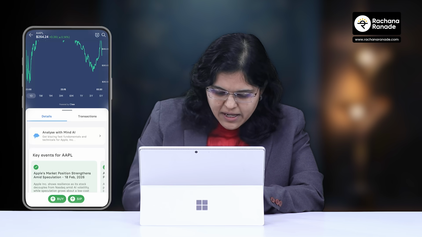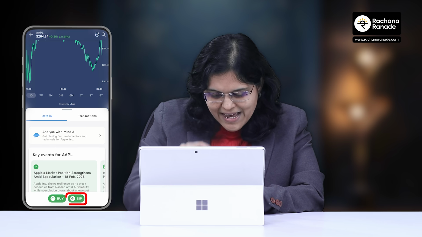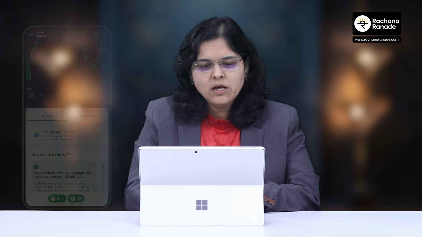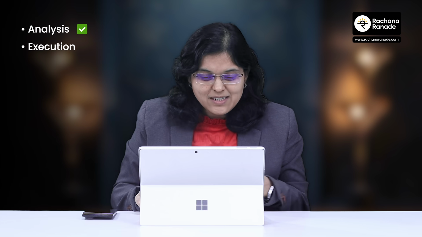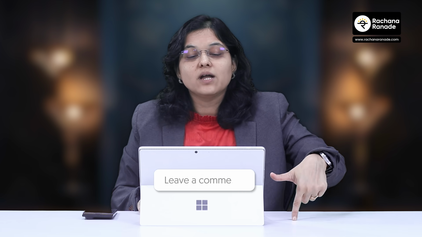But how can that be done? For that, you can just open the IND Money app, just hit buy, or you can also do an SIP in this stock. So now the analysis part is clear. The execution part is clear. The question is, what about taxation? If you want to know more about taxation, the basic pointers regarding US withholding tax, or the capital gains tax, in detail, please let me know in the comment section. I'll be more than happy to do a follow-up video.